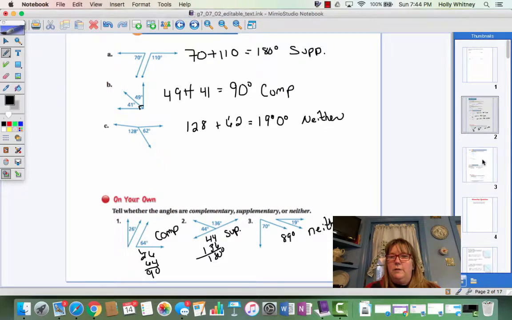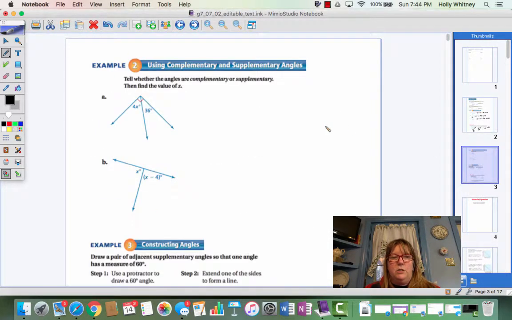All right, let's see what else we can do with these. Let's go to the next page. Using complementary and supplementary angles, we know these are complementary angles because there's the 90-degree mark. So if I take this angle A and add it to angle B, I know that angle A plus angle B is equal to 90 degrees. Therefore, 4x plus 36 is equal to 90 degrees. And now I just have a two-step equation, so I can figure it out that way.